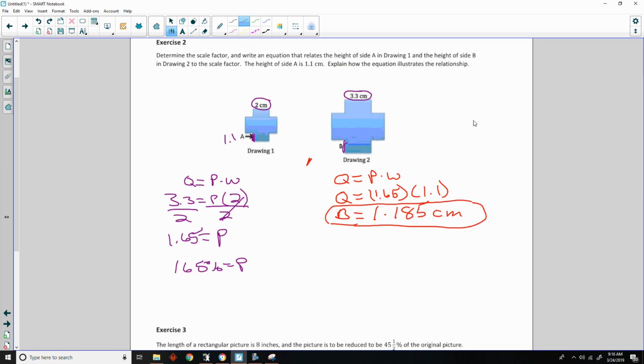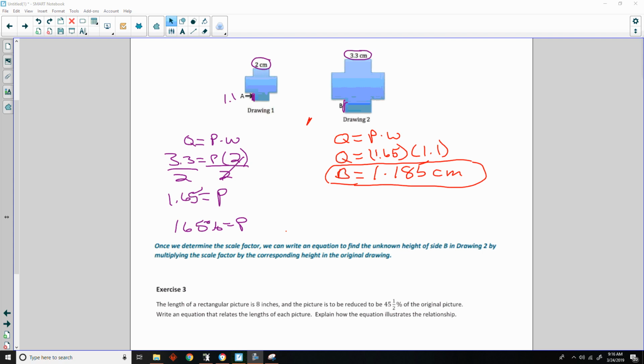So it says to explain how the equation illustrates the relationship. So once we determine the scale factor of 165%, we can write an equation to find the unknown height of side B using that percent by multiplying the scale factor by the corresponding height to the original drawing.